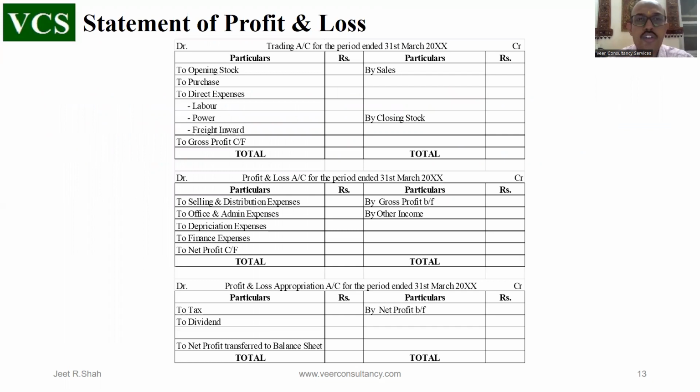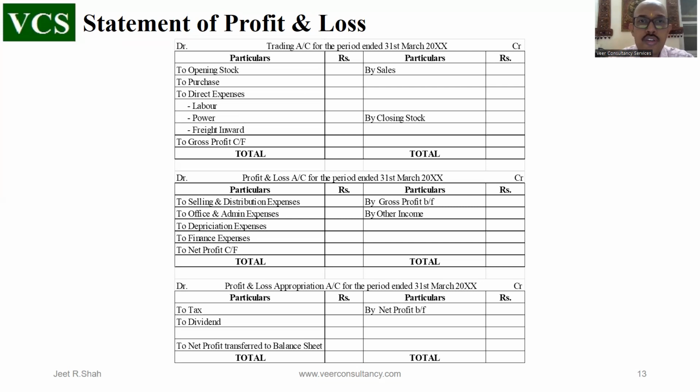You can see over here I have given a small format of the profit and loss account. As I had done in the earlier video also, there are three parts to the P&L account as we make it in traditional accounting. One is the trading account, the result of which is the gross profit. Other is the P&L account, the result of which is the net profit. And the last is the profit and loss appropriation account, which shows the distribution of profit that you have received after deducting all the expenses.